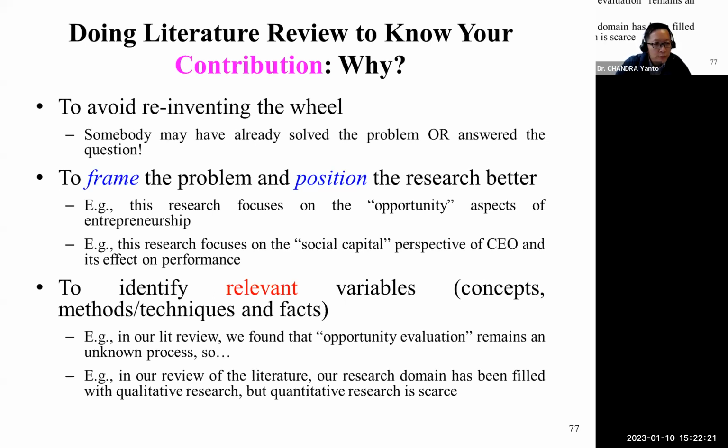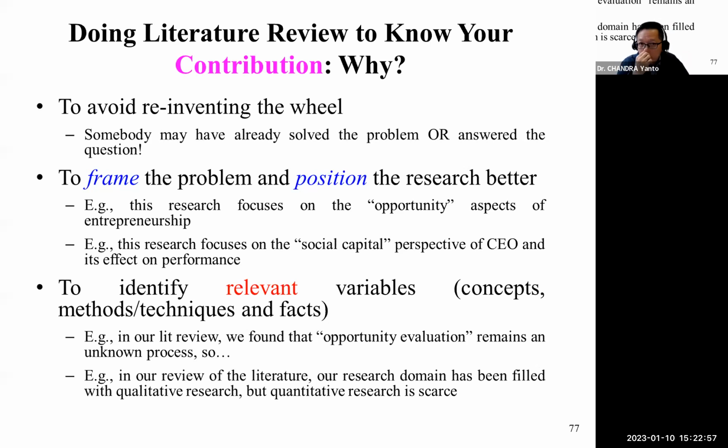But how do you make a contribution in research? Before you even know that you can make contributions, you can already know by doing a literature review, right? By doing a literature review, it helps you know whether you can make a contribution and what kind of contributions you can really make to the literature, to a theory, or just in general to the world. But why do you need to do a literature review? It's very obvious, right? Literature review means you look at research that others have done and others have published.